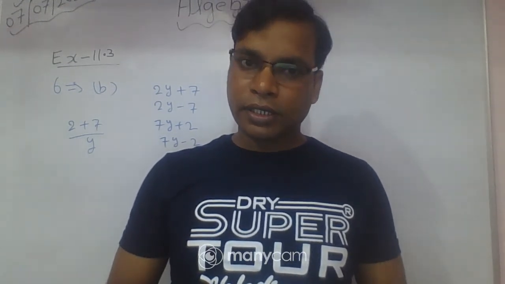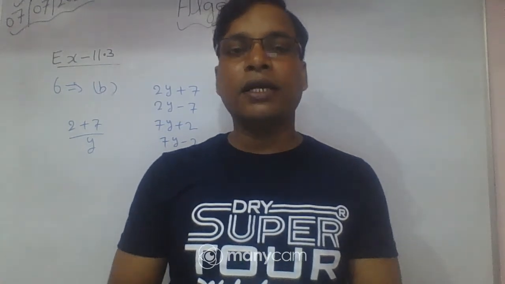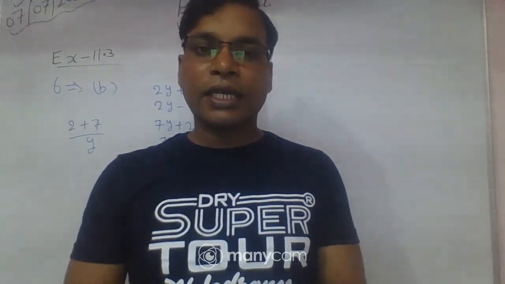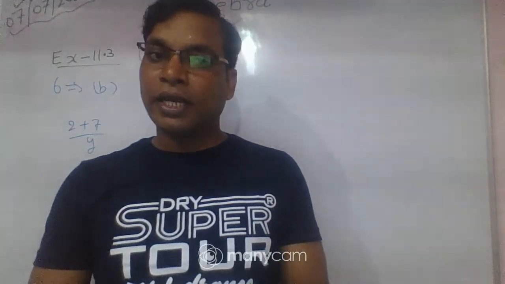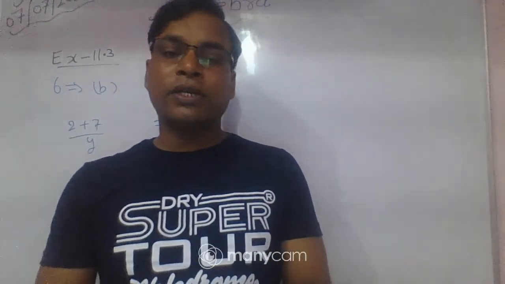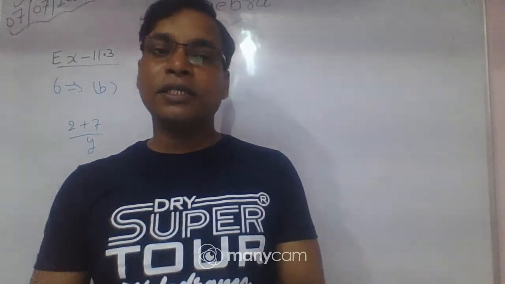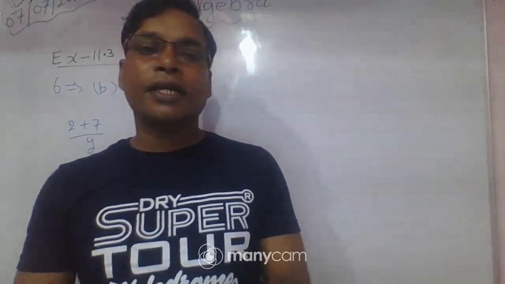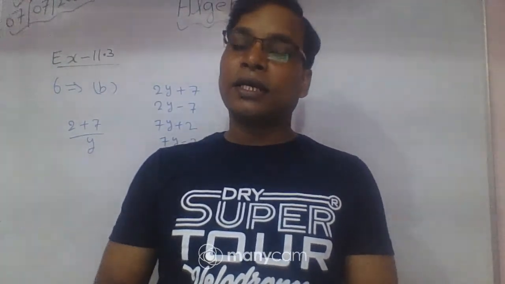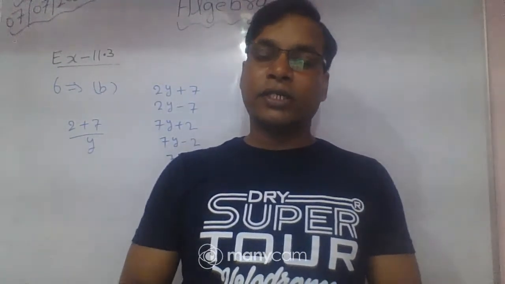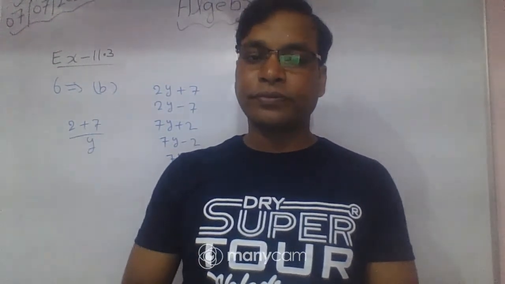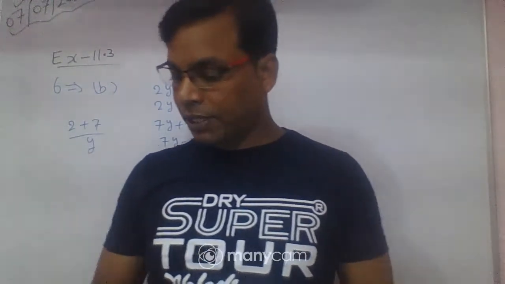Before this we find the grandfather's age. Grandfather is 6 times Sarita's age. Sarita's present age is y years, so grandfather's present age is 6y. And the grandmother is 2 years younger than the grandfather. Grandfather's age is 6y, so grandmother's age is 6y minus 2. Clear? Now next part.